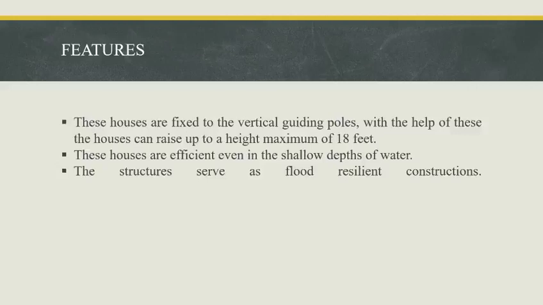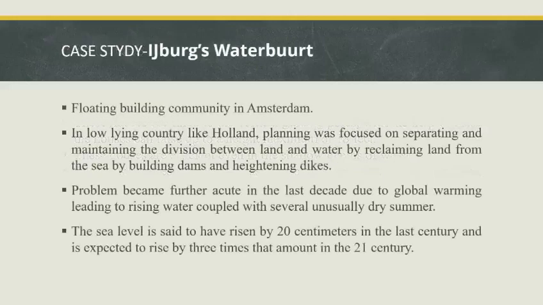And the next slide is case study: Ijburg Waterbuurt, floating building communities in Amsterdam. In low-lying countries like Holland, planning was focused on separation and maintaining the division between land and water by reclamation, and from the sea by building dams and dikes.